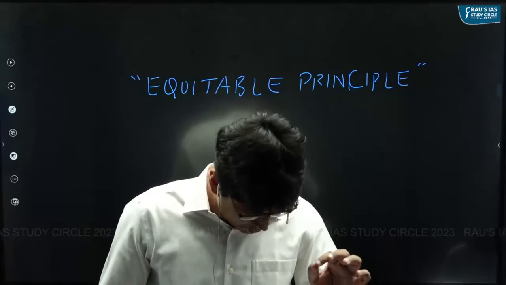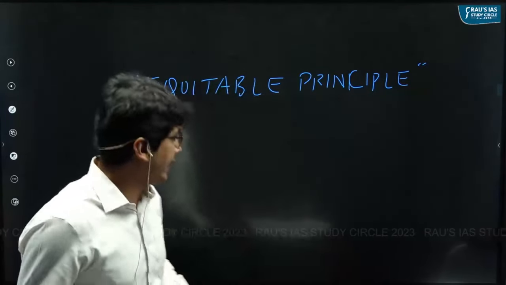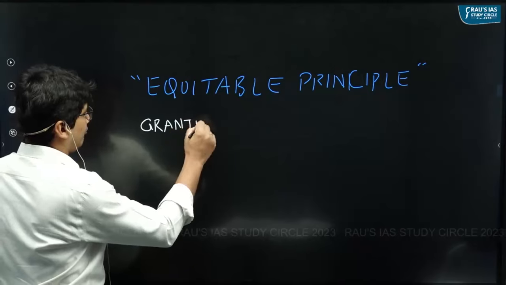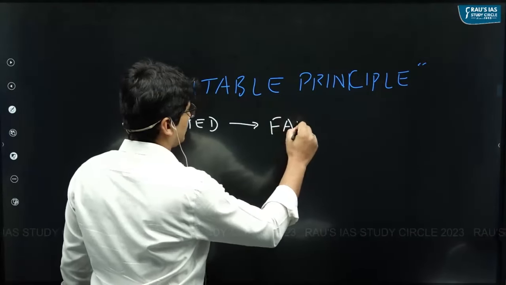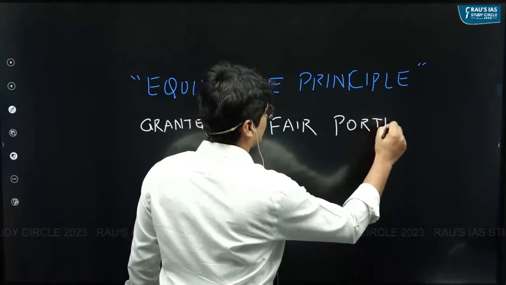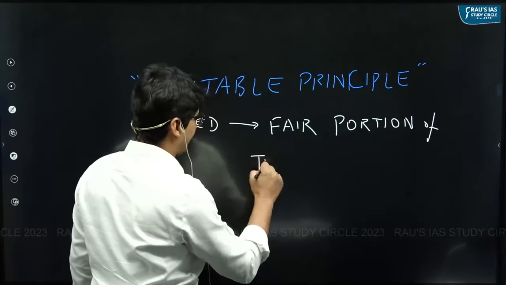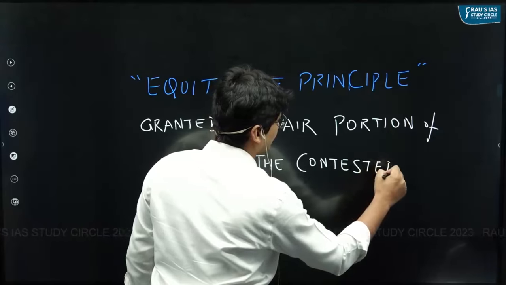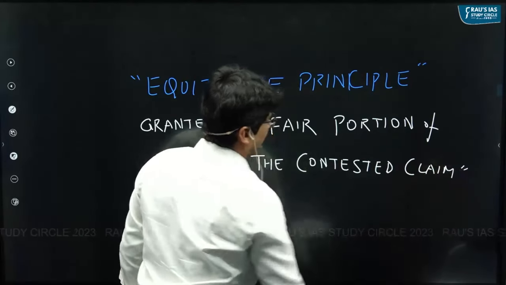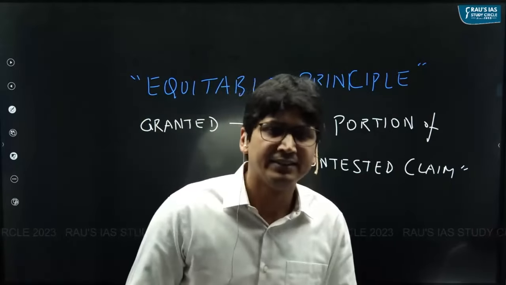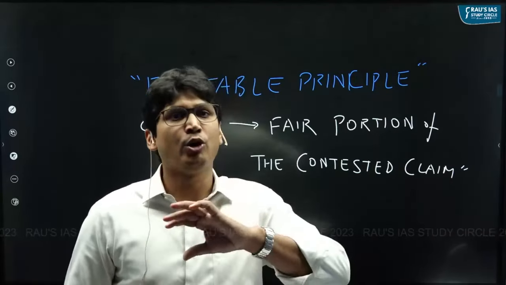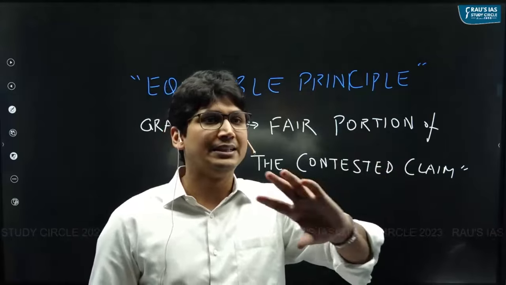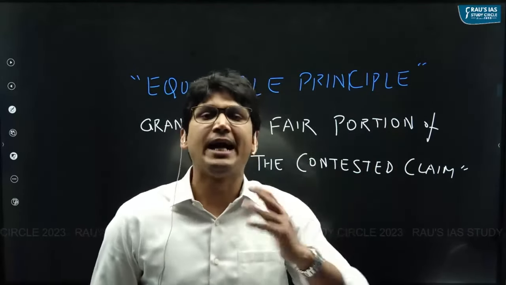To ensure that each state was granted a fair portion of the contested claim. So this is the whole idea here. There is reason, there is equity, there is rationality, not only reliance on a certain principle. Because according to Germany, by applying the equidistance principle, this fairness in terms of division was being hampered.